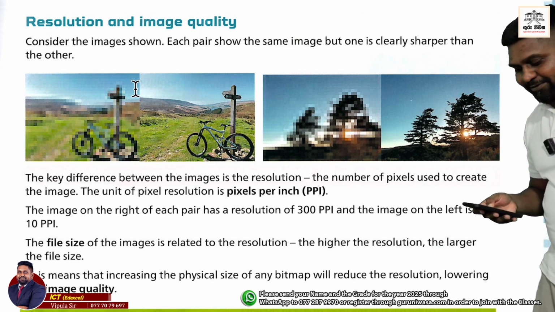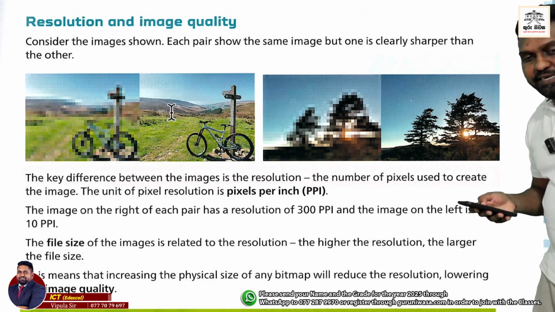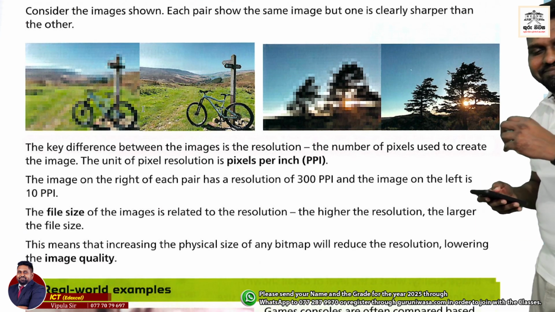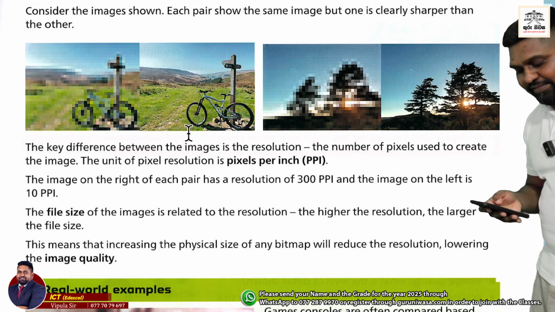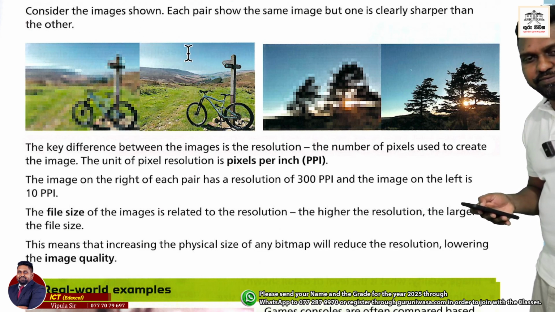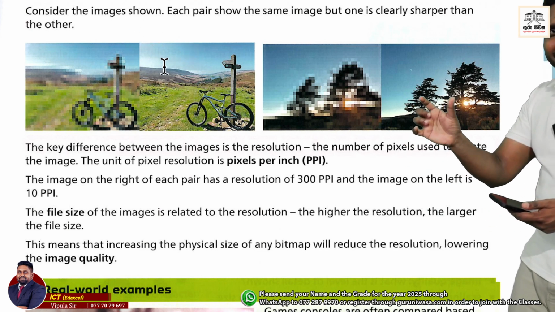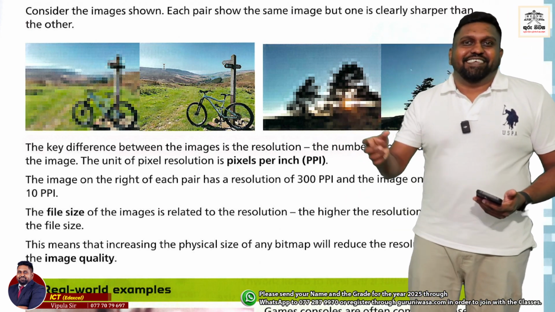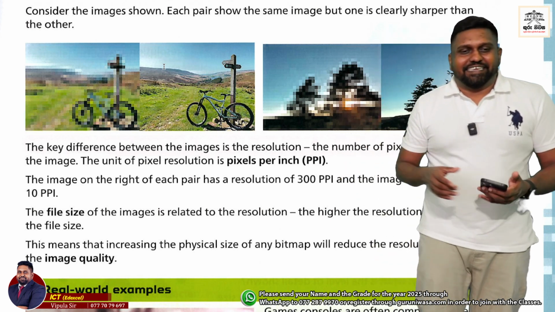Resolution is what? Yes, lower than the second picture. Why? Because of the pixels. Exactly. So the concept is known as pixels per inch, PPI. That means if you take an inch out of this particular page, how many pixels are there? That's the technical definition.